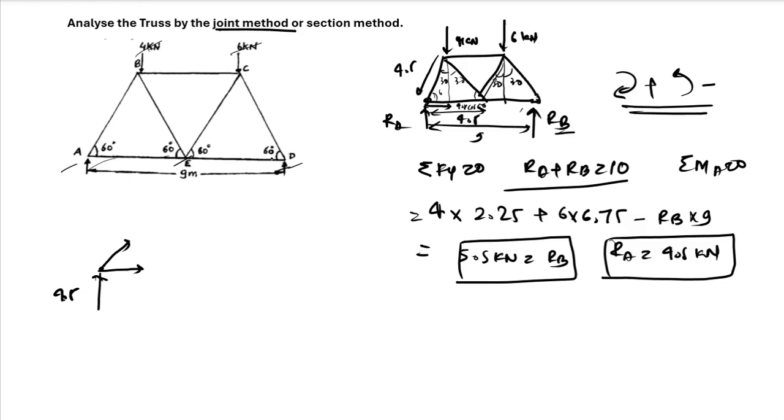So this should be RD. I took it as RB. So let us just make it at D. We have RD. This should be RD. Yeah, everything is RD, not RB.